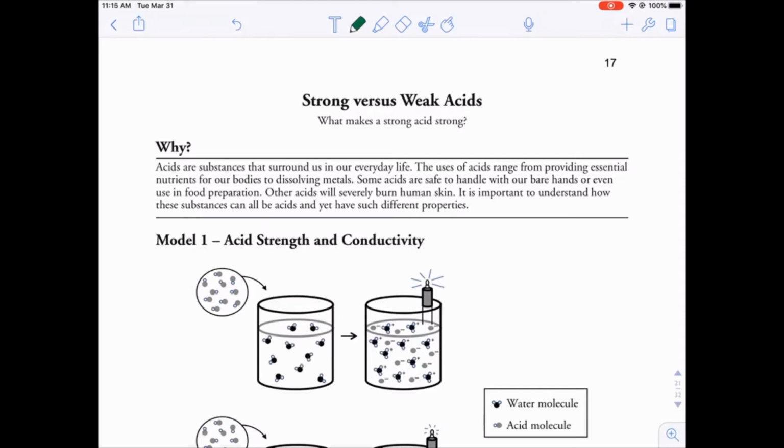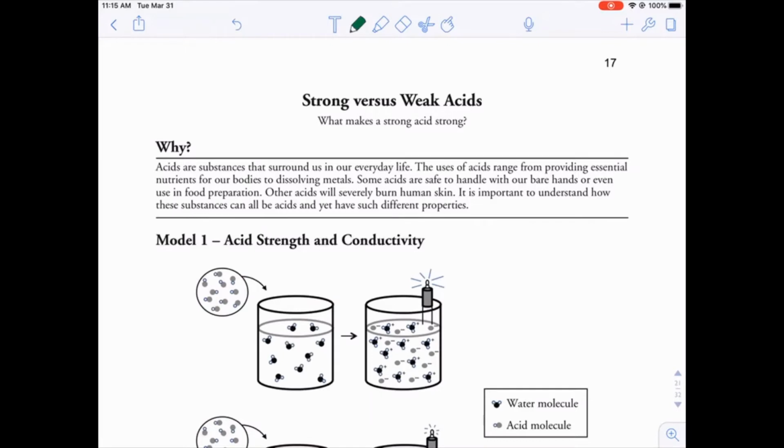Acids are substances that surround us in everyday life. The uses of acids range from providing essential nutrients for our bodies to dissolving metals. Some acids are safe to handle with bare hands or even in food preparation. Other acids will severely burn human skin. It's important to understand how these substances can be acids and yet have different properties. Okay?